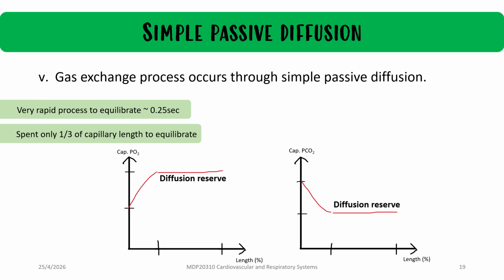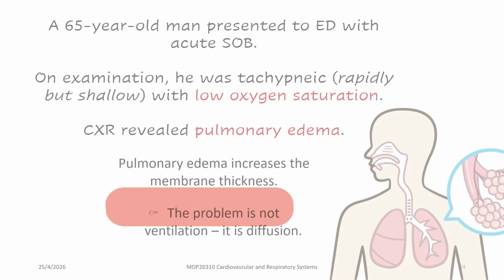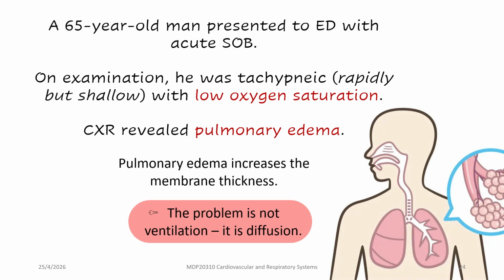So now let's get back to our patient here. Why is the patient's oxygen still low, despite being tachypneic with rapid and shallow breathing? The chest X-ray has now revealed that he has a pulmonary edema. Because of this pulmonary edema, the membrane thickness of the respiratory membrane has increased. Therefore, the problem with this patient is not about the ventilation, how massive, how rapid he breathes, but it's a diffusion problem.